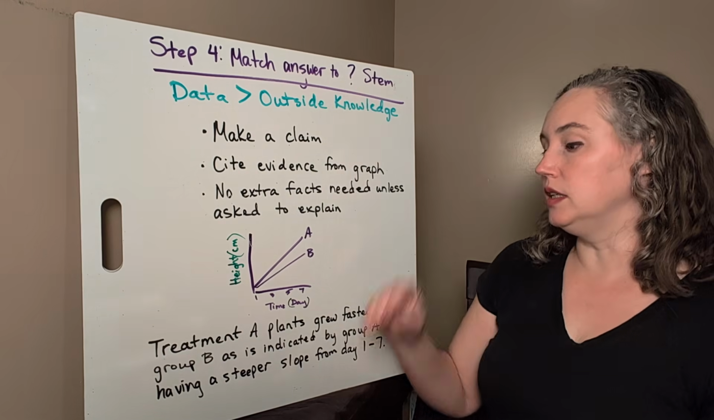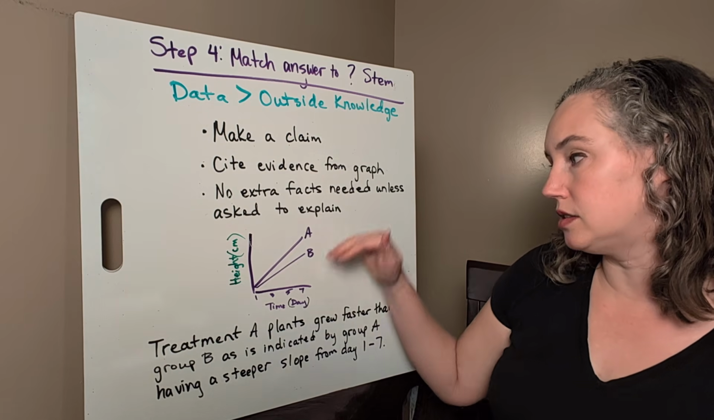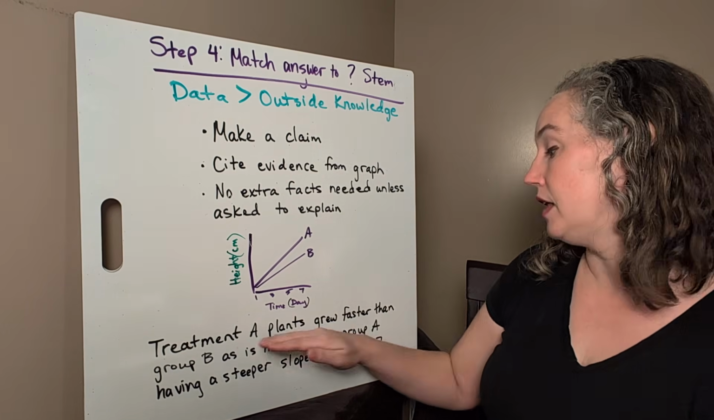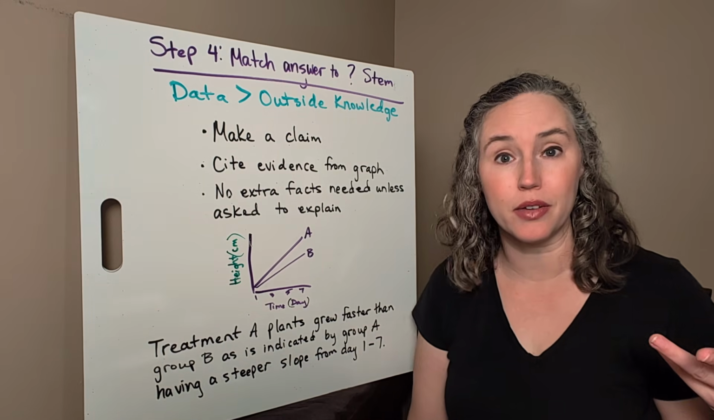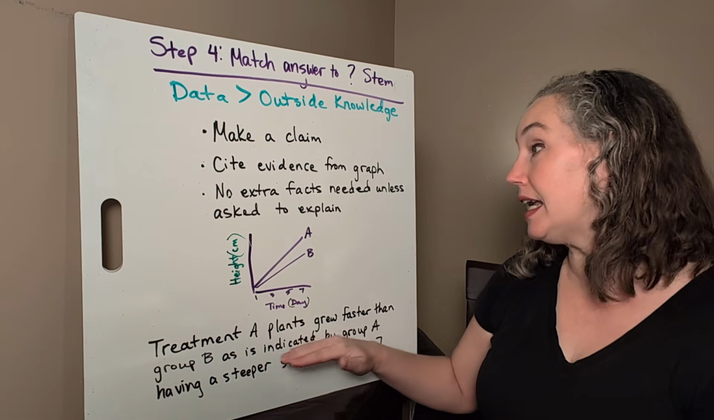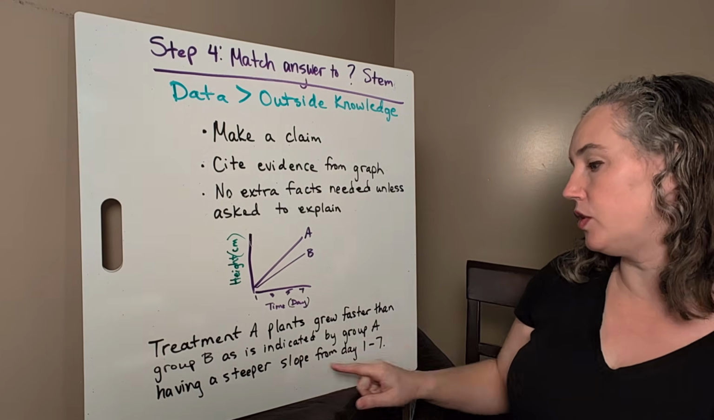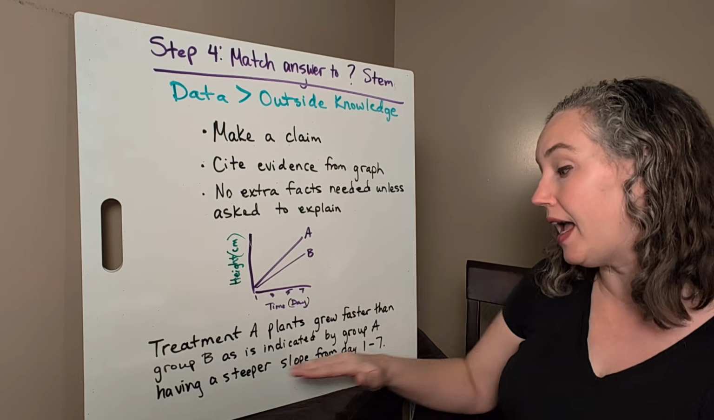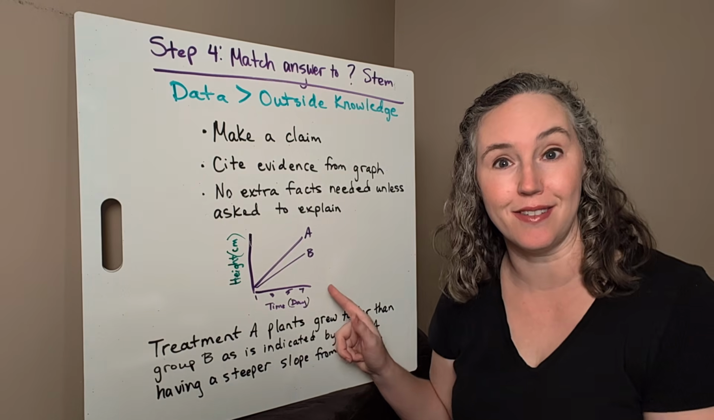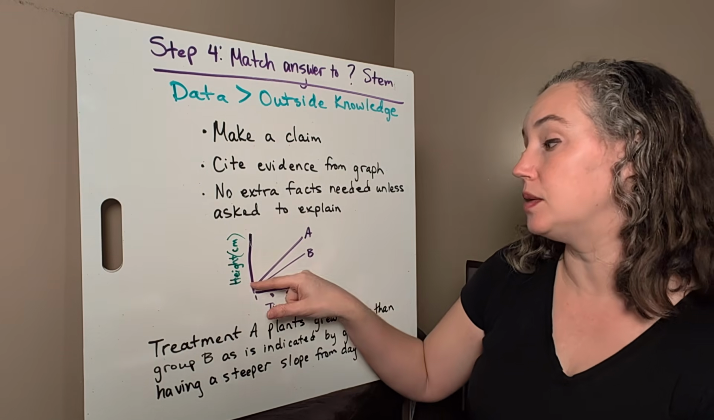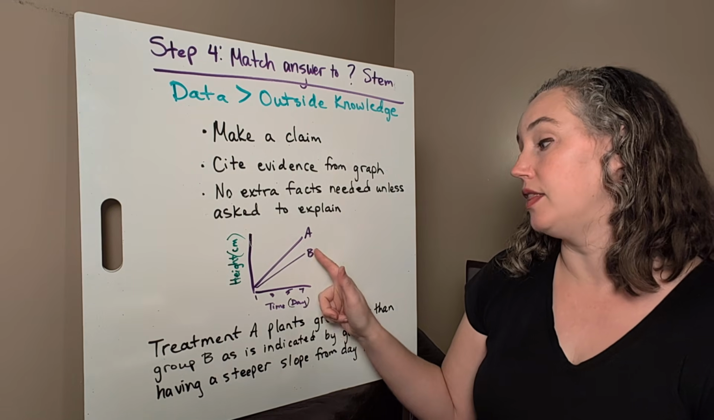So what we could do is say treatment A plants, so maybe these were given fertilizer, these grew faster than group B. Well, how do we know they grew faster? As indicated by, so we're going to bring our data in, right? Citing evidence from the graph, as indicated by group A having a steeper slope from day 1 to 7. So because A has a steeper slope, that means that the change was faster over time than B.